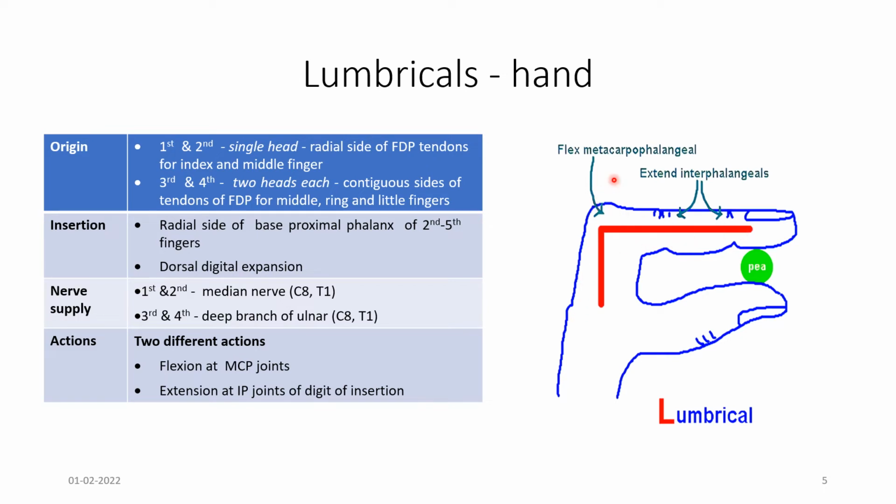So flexion at the metacarpophalangeal and extension at the interphalangeal joint, and you can see the person is able to do the pincer action, able to hold a pea between the thumb and the index finger. So that is possible because of the lumbrical muscles.